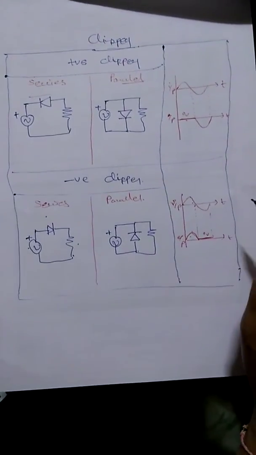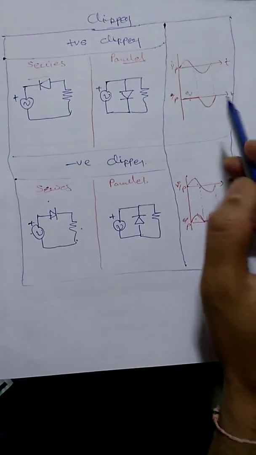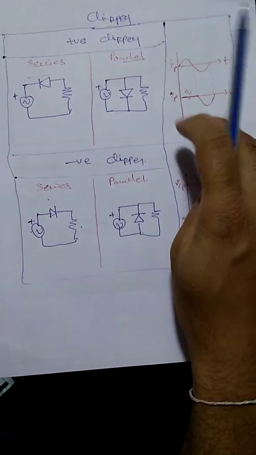In this case, totally 4 types of clipper are present. So basically this circuit diagram gives the same output, and these two circuit diagrams give the same output.